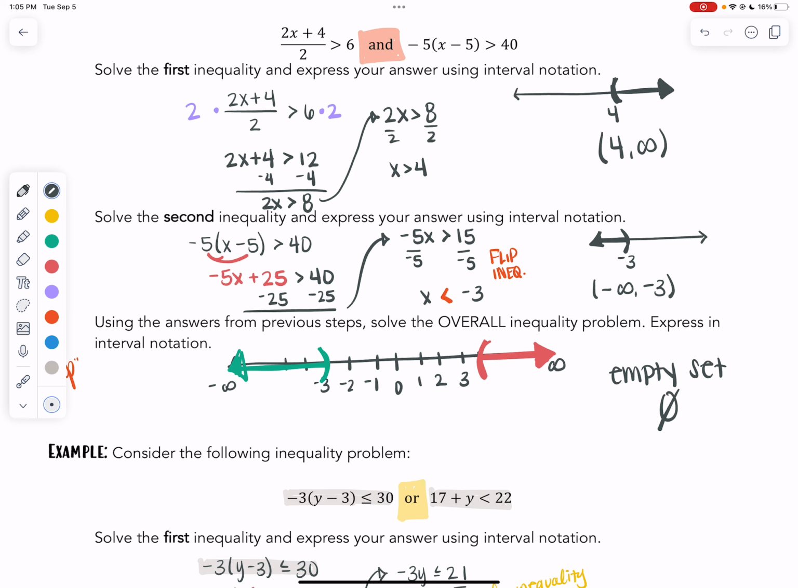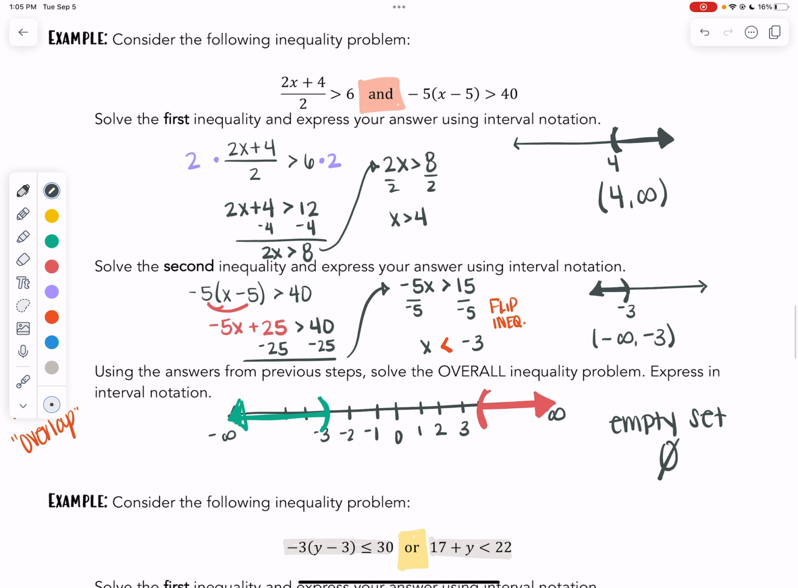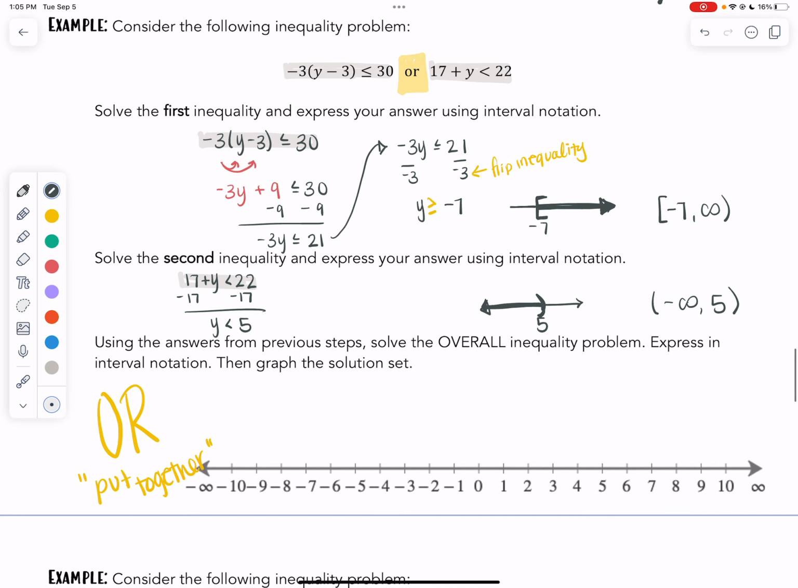All right, so for example 2, I would pause the video here, go ahead and solve each of these equations, get y by themselves. All right, so you should have gotten that. So I solved the first one, I solved that up top, and then I went ahead and graphed it and wrote the interval. The one on the right, solved it, graphed it, wrote the interval.